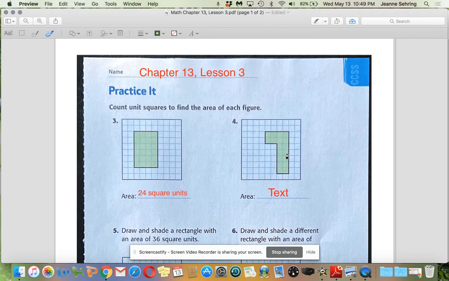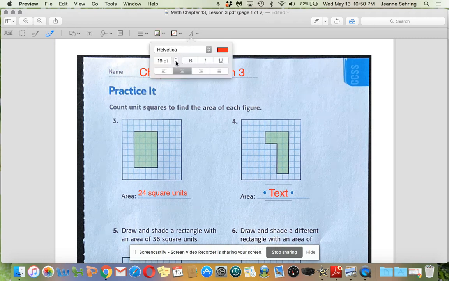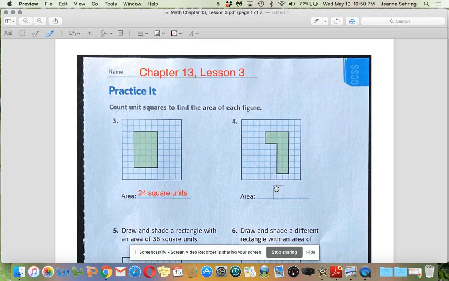Now, if this was going to be the shape of your bathroom, how many square units would you need for this tile floor? 1, 2, 3, and so on up to 18. So for this one, I would need 18 tiles, or 18 square units. Still not small enough.